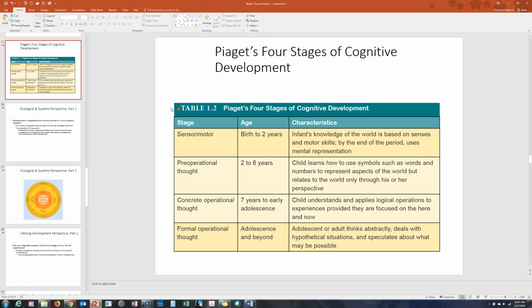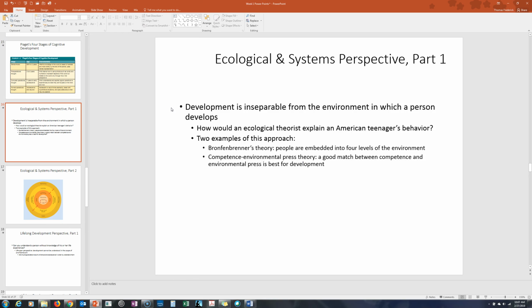Then they transition to concrete operational thought, where the child understands and applies logical operations to experiences, provided they are focused on the here and now. So it's a very existentially pressing or immediate kind of experience. And then sometimes children are able to deduce and use logical operations about their experiences to take other people's perspectives. Formal operational thought happens in adolescence and beyond. People think abstractly, deal with hypothetical situations, and speculate about what's possible.